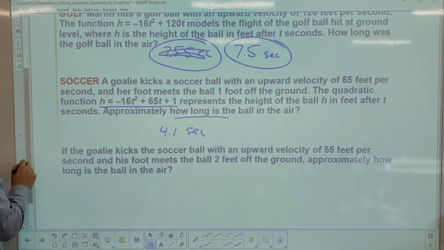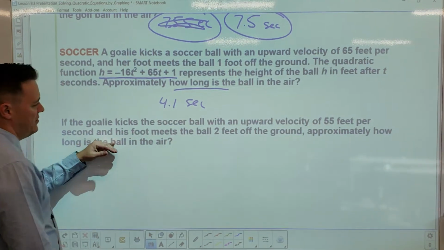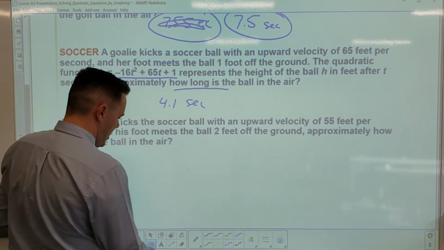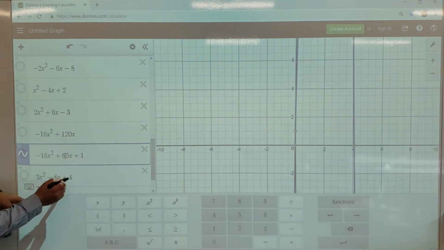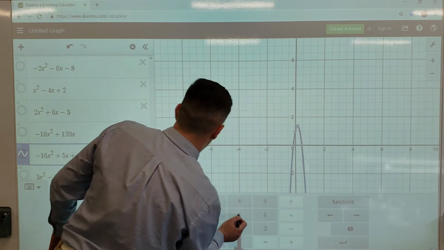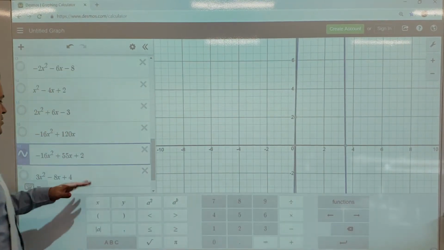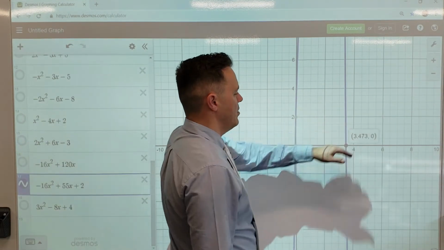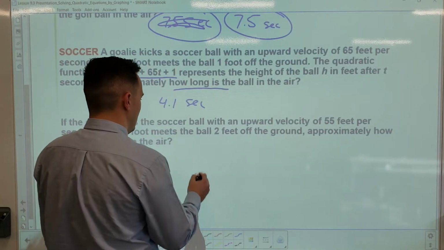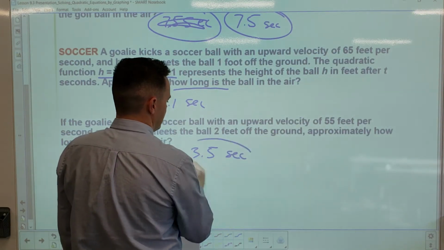And then if the goalie kicks a soccer ball with an upward velocity of 55 feet and 2 feet off the ground, how long will the ball be in the air? So you just come here and you would change your answer on Desmos. So instead of 65, it'd be 55. Instead of 1, this would be a 2, because that's what those numbers represented if you read the proper equation. The ball would be in the air for 3.47 or 3.5 seconds.